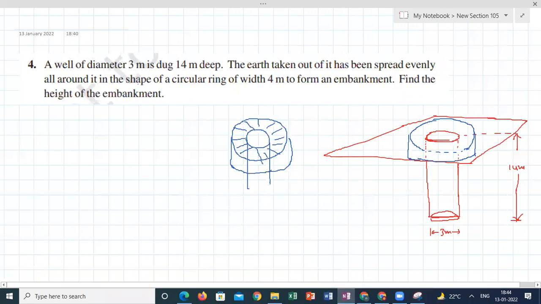So he is asking: all around, in the shape of a circular ring of width 4 meter. So this width is 4 meter, and find the height of the embankment. How much height will you get? What is the logic here? The amount of earth removed is equal to the amount of earth required to construct the embankment. First, write the dimensions. Radius of the well is given as 3 by 2 meter. Depth of the well is 14 meter.